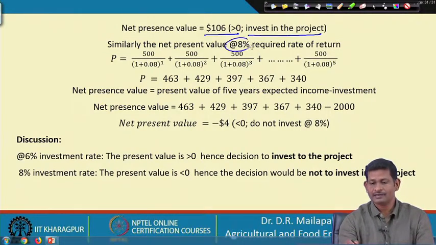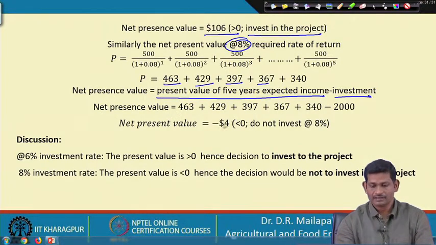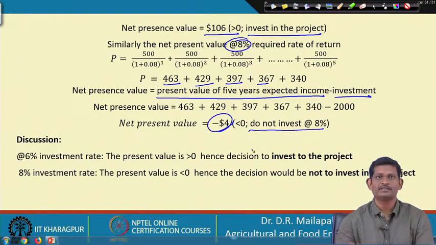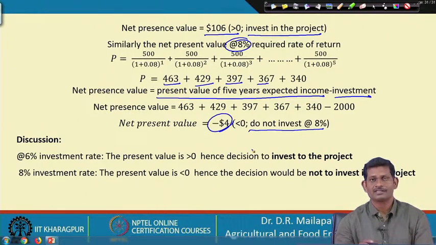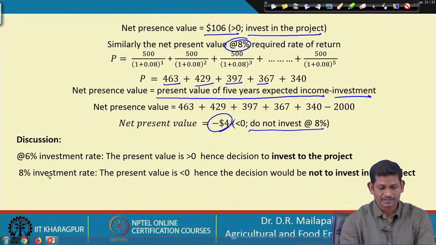Similarly, you can estimate the present value of the benefits at 8% interest rate. Use the same formula: this is the present value of the benefit in the first year, the present value of the benefit in the second year, the present value of income in the third year, and like that it goes. So, net present value is equal to the present value of 5 years expected income minus investment. That will be negative, and negative in the sense you do not invest at 8%. So, if you are investing at 6%, that is profitable, and do not invest at 8%. Okay.